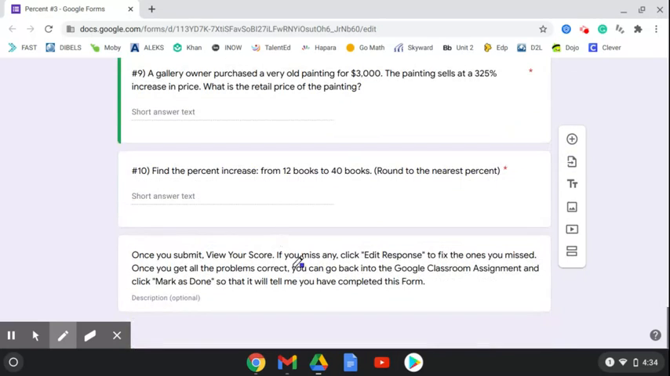All right, you try number 10 and then click submit. View your score if you miss any. Click edit your response to fix the ones that you missed.